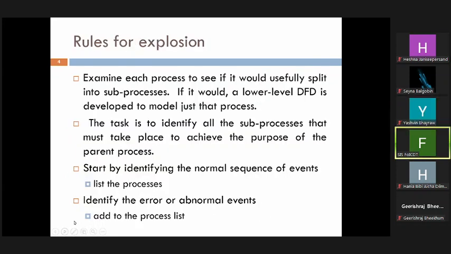So how do we go about explosion? We are going to examine each process to see if it's required to split into sub-processes, or if it can be described in more detail. For example, I say the University of Mauritius has to register students for the course that they're going to apply for. Now, should the register process be further broken down?